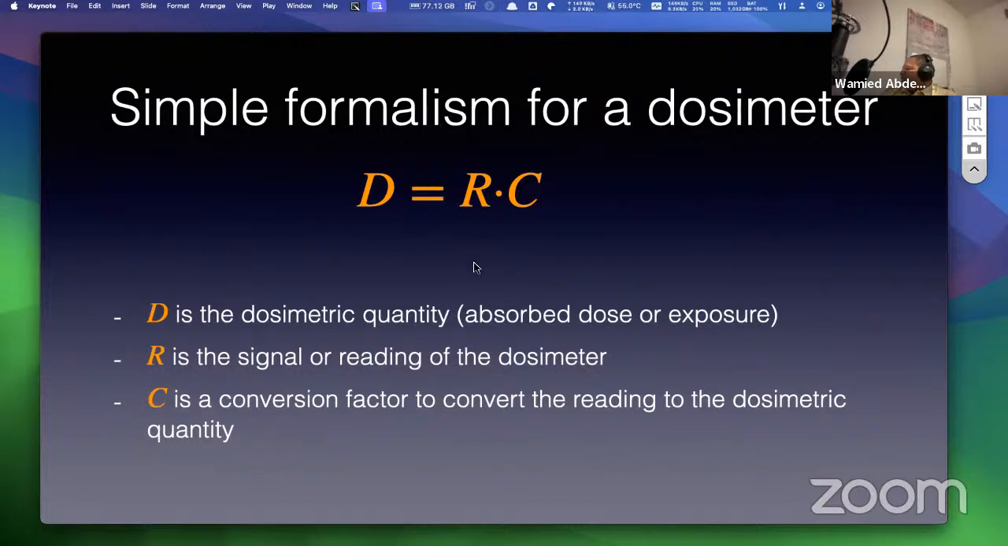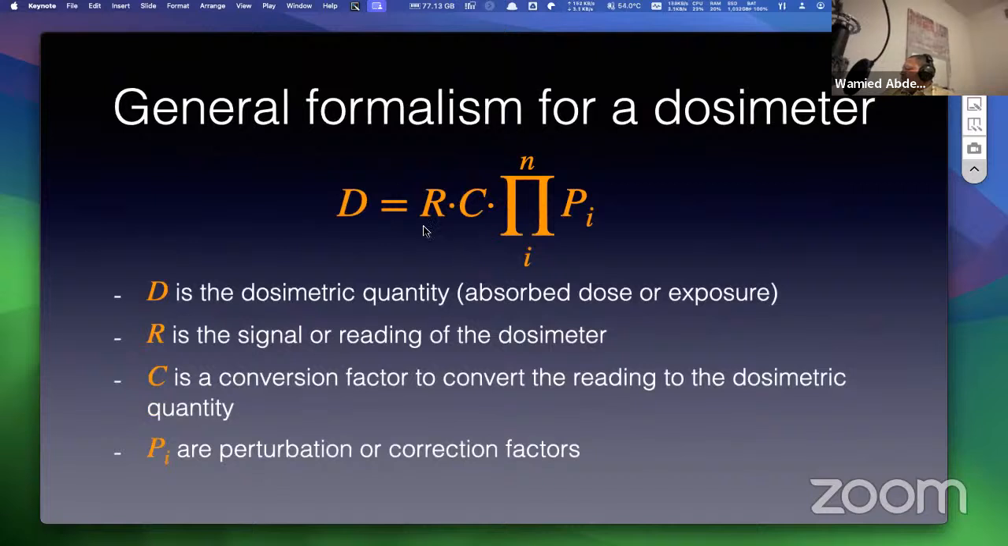But we know this is not true. In fact, this is the general formalism of a dosimeter. Yes, we have a signal, we have our conversion factor or calibration factor, but we have to take care of a lot of perturbations or corrections. We need to correct many things. So we need multiple correction factors in order to convert our reading with the calibration factor into the dose. For N gas, for example, we had the stopping power ratios, we have P replacement, P wall, P central electrode.